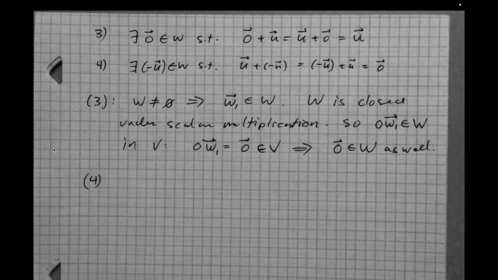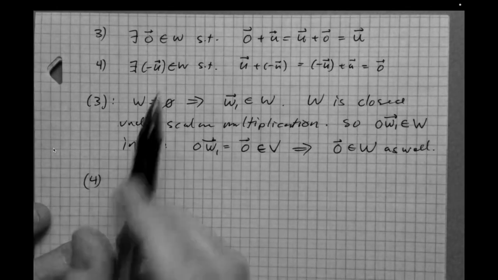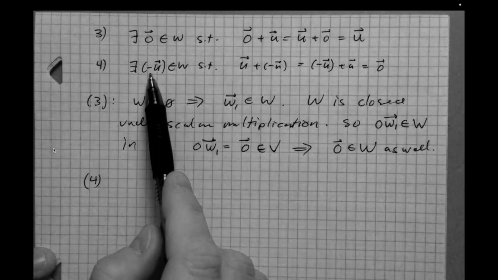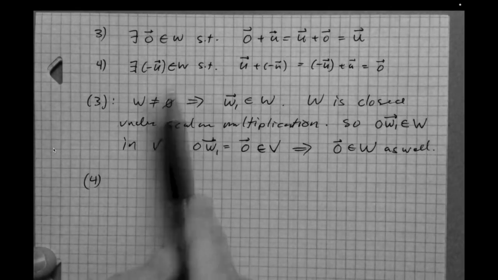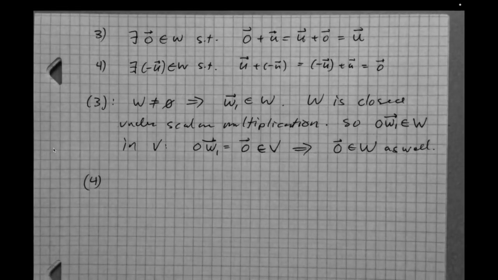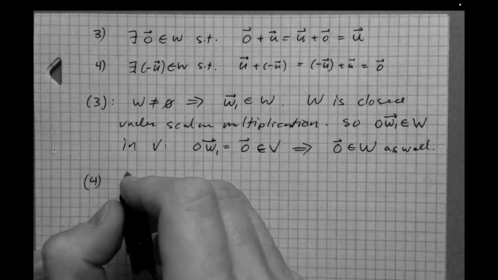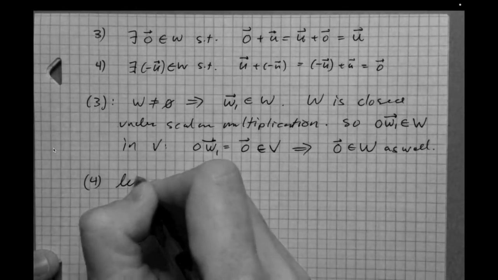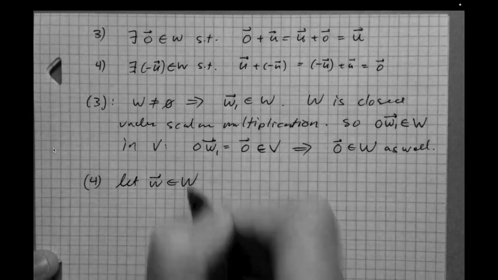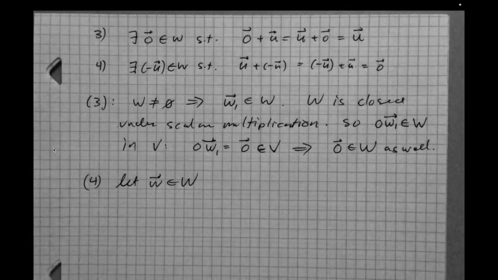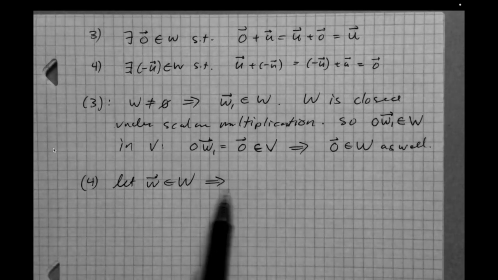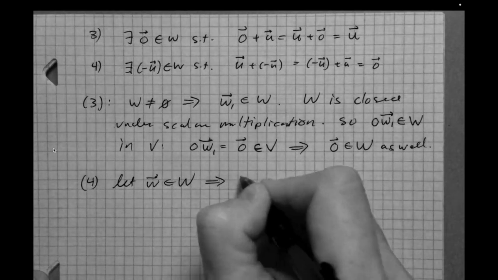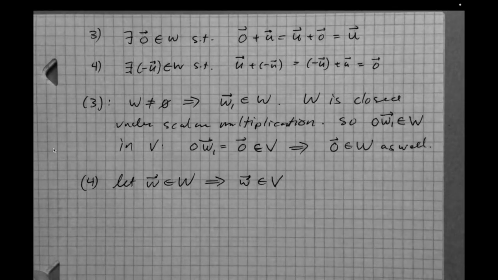For this one, again, we're trying to show that for any arbitrary vector in W, its additive inverse must be there as well. That must be true if W is a vector space. So let little w, the vector, be in the set W. What do we know? Well, W is a subset of V, so that means w is in V.